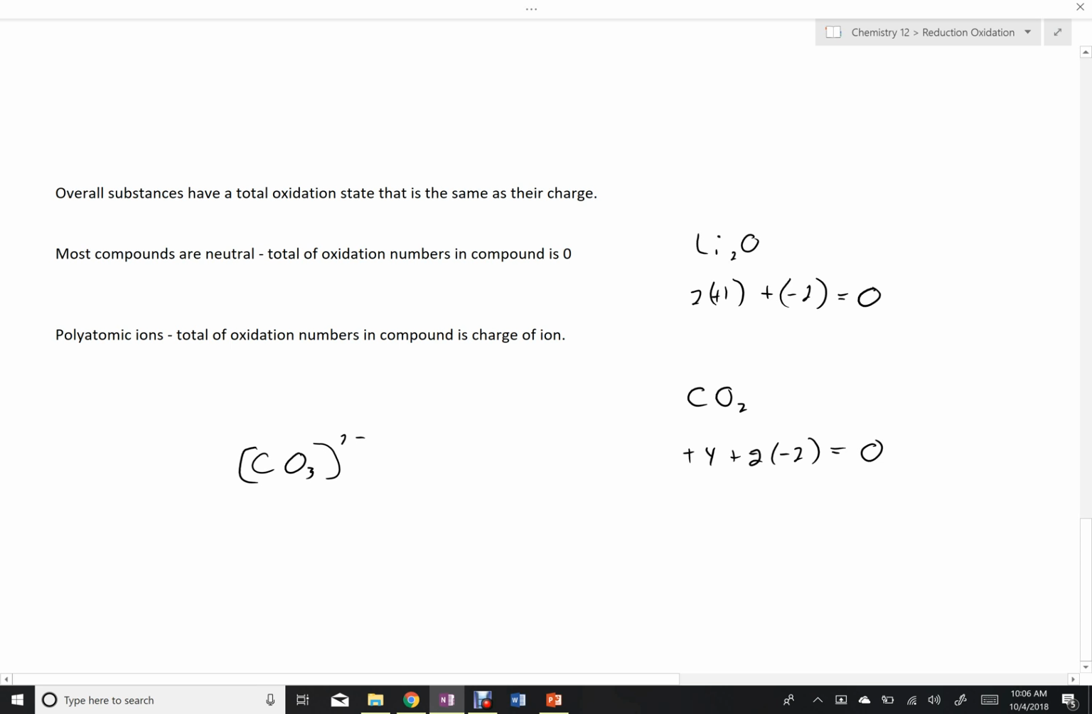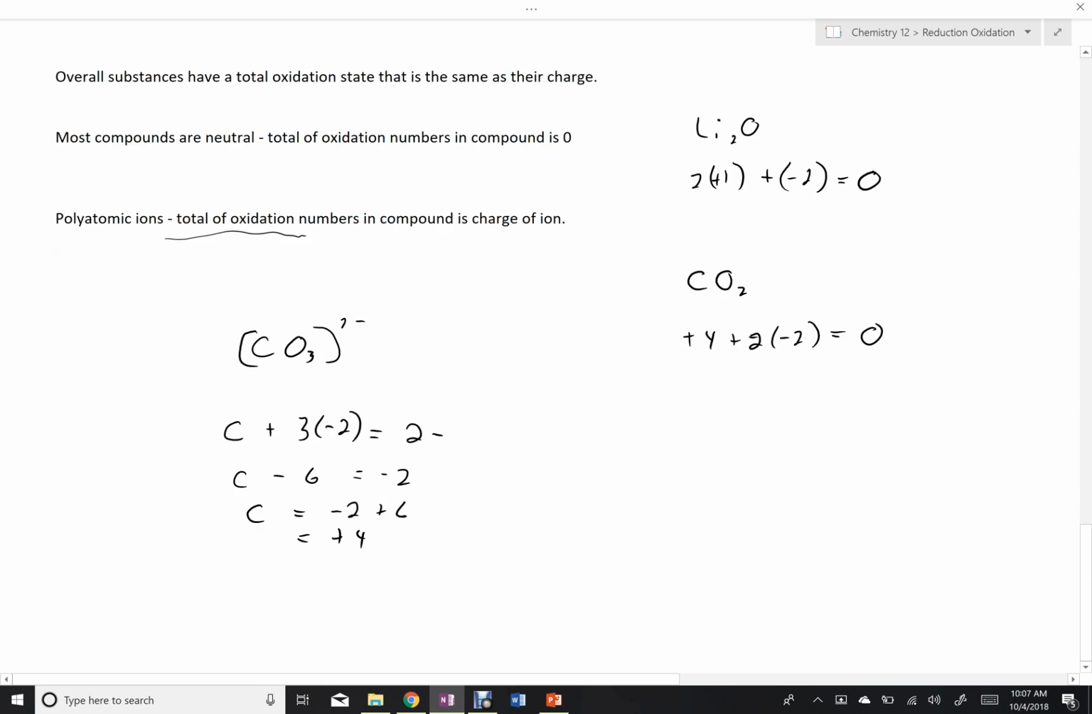So let's look at an example here. Carbonate, CO3 2-. We know that this has to total to a charge of 2-. We have one carbon, whose oxidation state we're not going to know, and we have 3 oxygens at -2 each. So this carbon would have an oxidation state of +4. So by knowing what the total oxidation is going to be, we can go back and find the oxidation states of atoms that might be trickier in the compound. This will work in most cases.